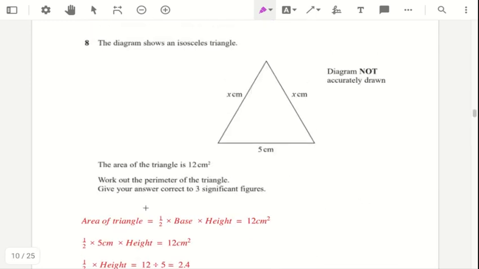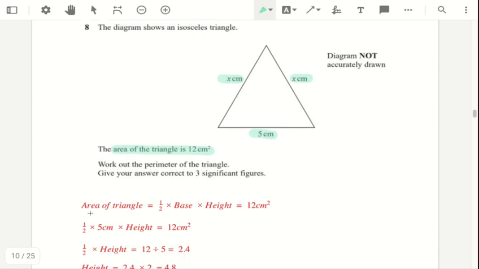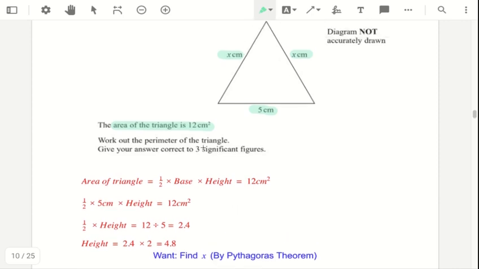Next, question 8. Okay, this is a question whereby we need to find x, obviously. The only clue we are given is that the area of the triangle is 12 centimeters square. So immediately I will come up with this equation. Area of the triangle is half times base times height. So we know the area is 12. We know the base is 5 centimeter, right? So half times 5 times height is 12.